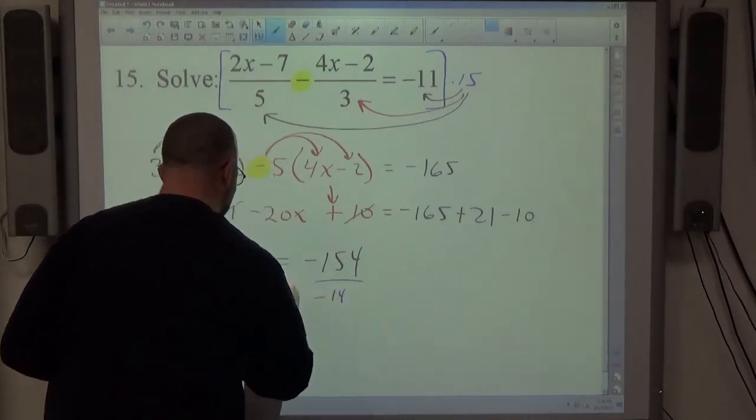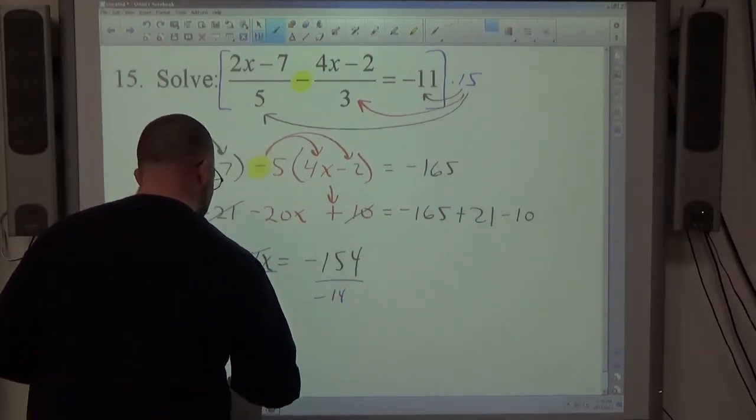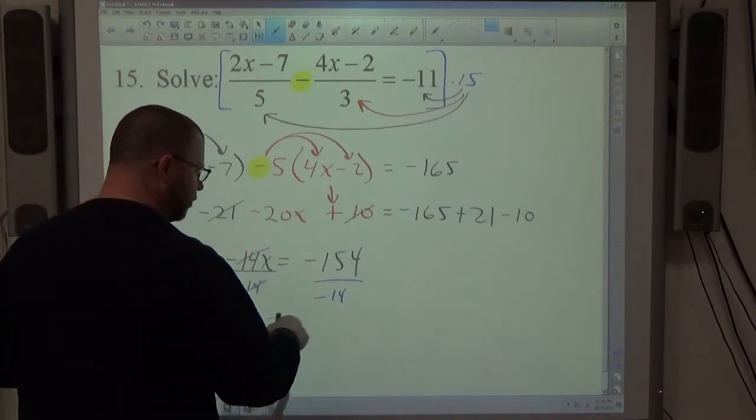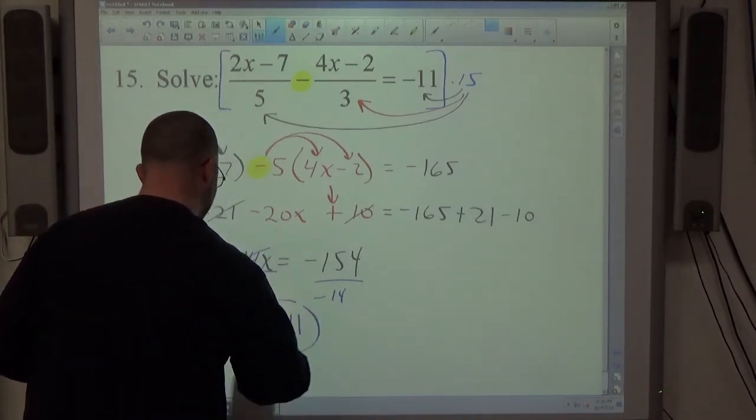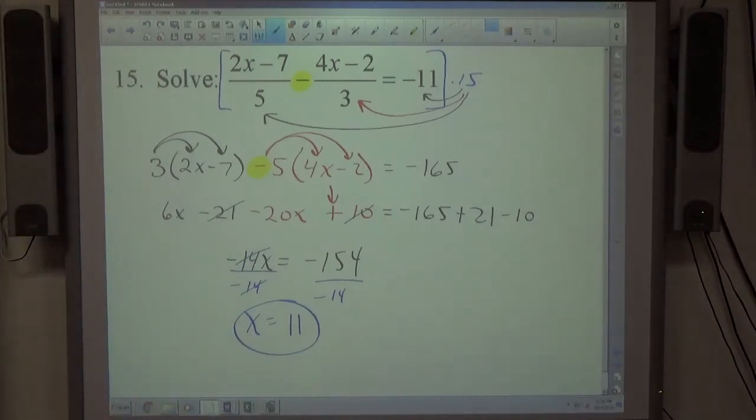Divide by negative 14 on both sides. And 2 negatives make a positive. 14 goes into 154 11 times. So x equals 11 is the correct answer to that problem.